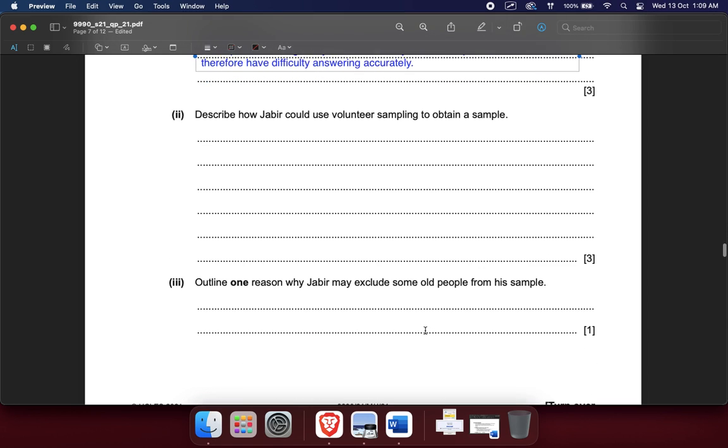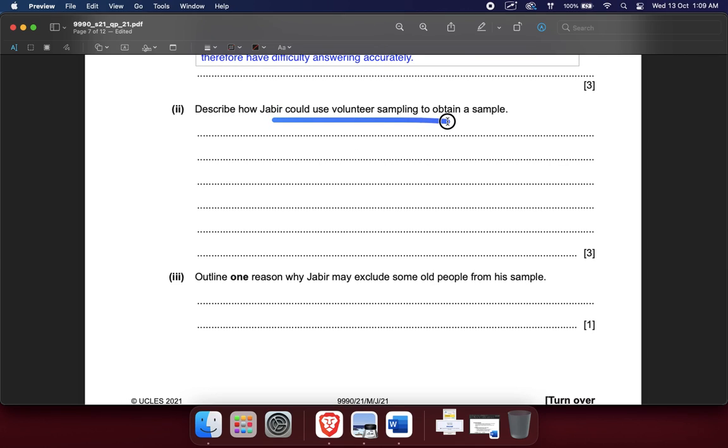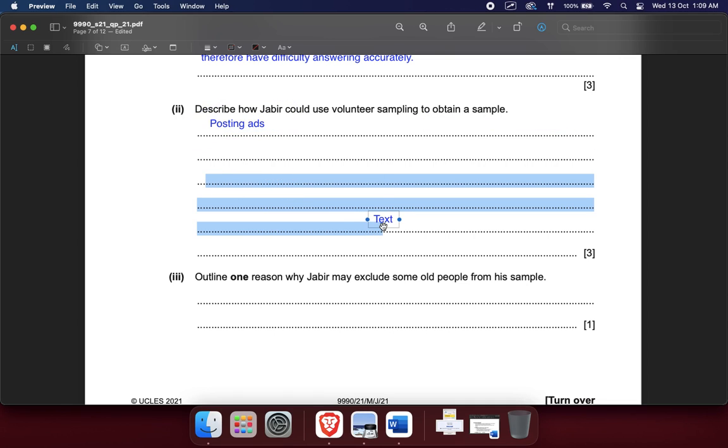Okay, moving on. Describe how Jabe could use volunteer sampling to obtain a sample. So again, volunteer sampling, what's involved in volunteer sampling? It usually has to do with posting ads, right? Yeah, that's pretty much it. So how can Jabe use volunteer sampling, posting of ads, to obtain a sample? Basically asking you to describe the procedure of getting a sample.